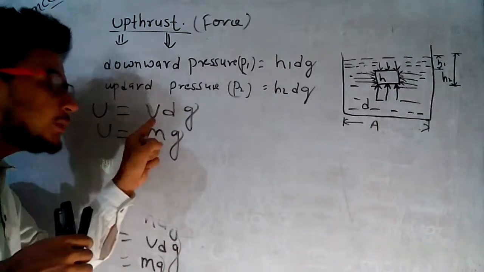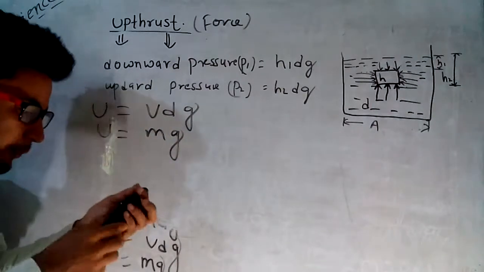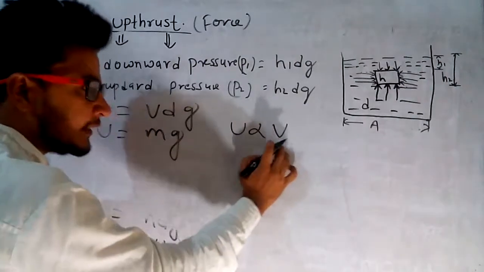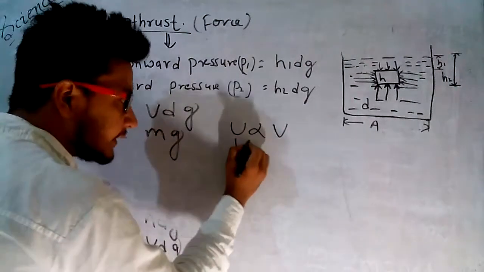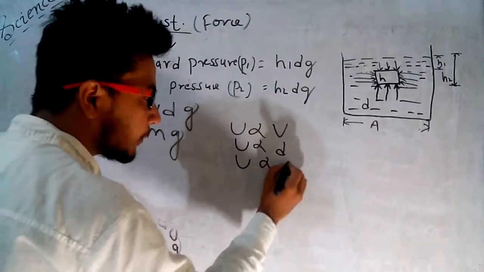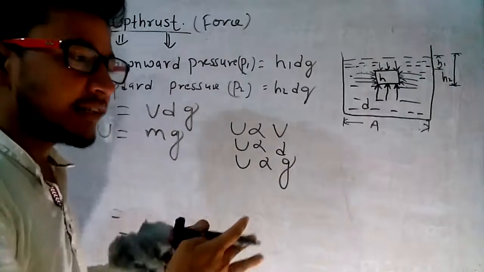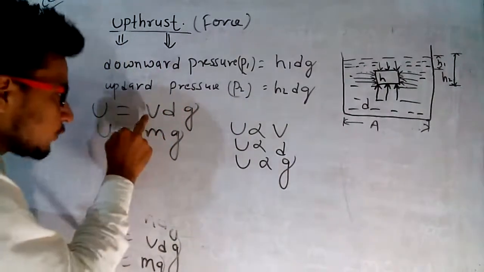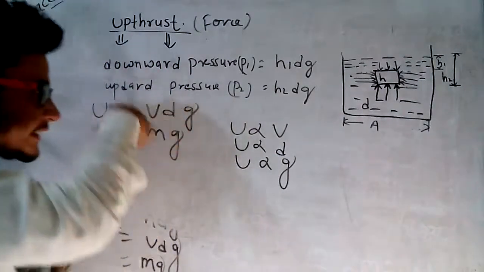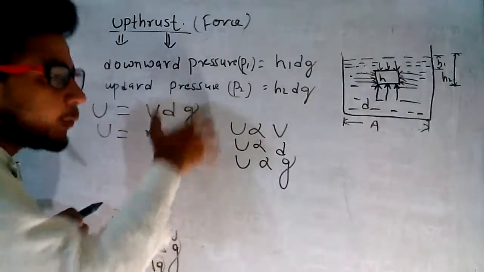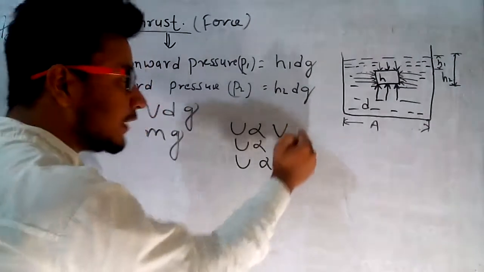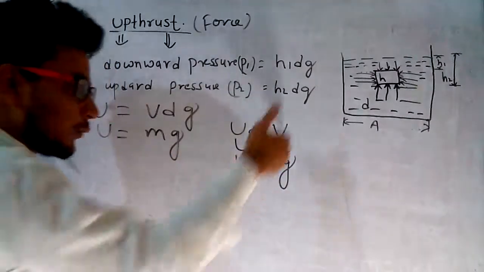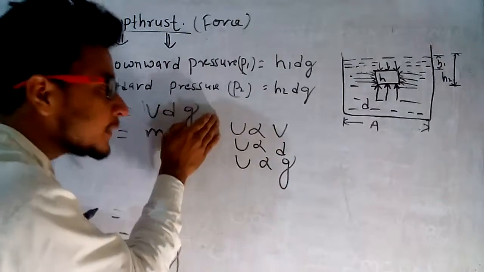So what is the relation between them? Upthrust is directly proportional to volume. If the volume of the displaced liquid is increased, then upthrust is increased. Upthrust is also directly proportional to density and to acceleration due to gravity. So upthrust of a body depends on three factors: volume, density and acceleration due to gravity. When we increase volume, density or acceleration due to gravity, upthrust increases, and when we decrease these quantities, upthrust decreases.